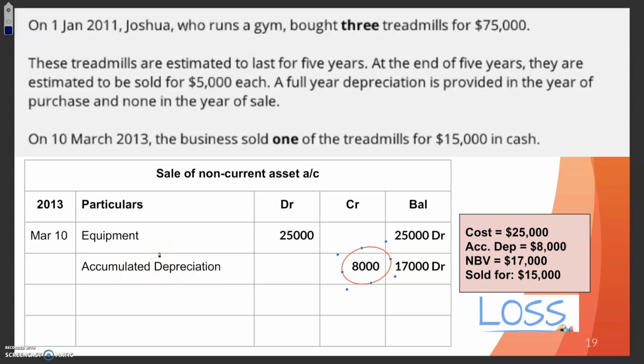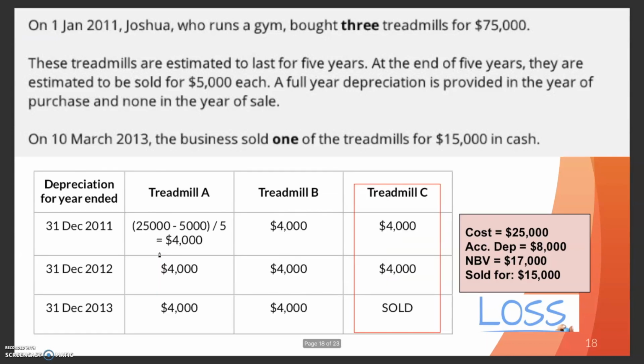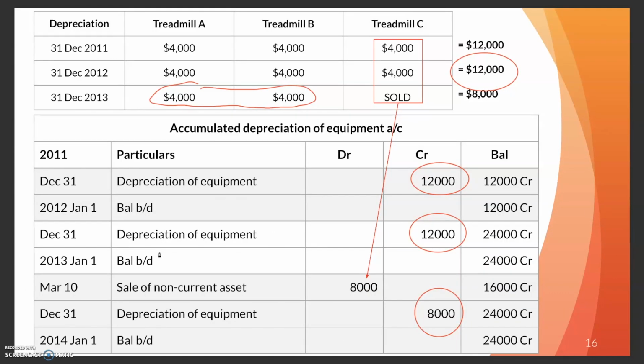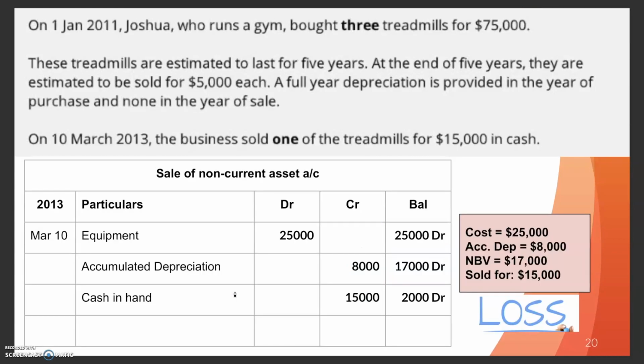If I were to point to you the previous slide, you can see that this took place here. You debit your accumulated depreciation account and you credit your sale of non-current asset account. Finally, we receive the cash. As we debit the cash in hand, we will credit the sale of non-current asset account.